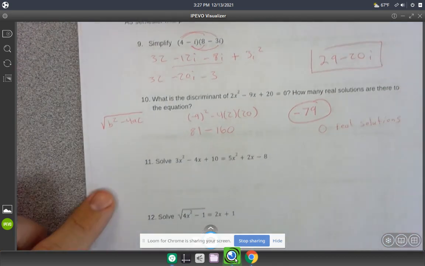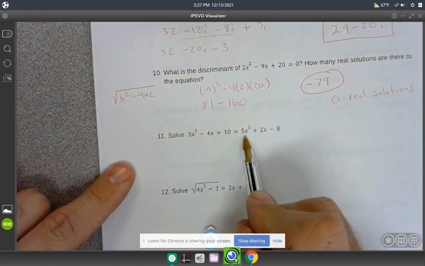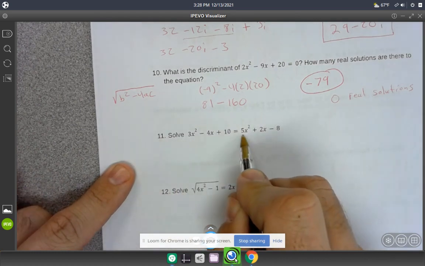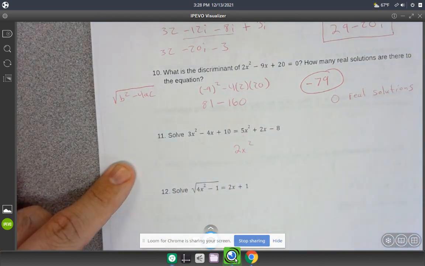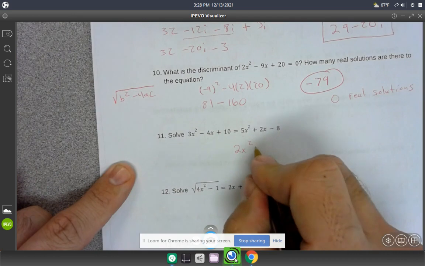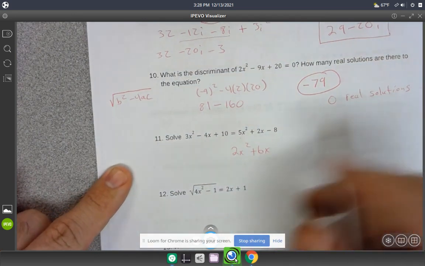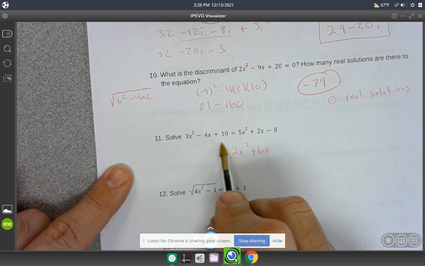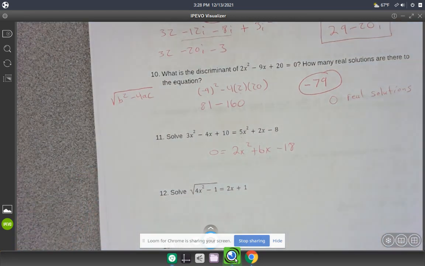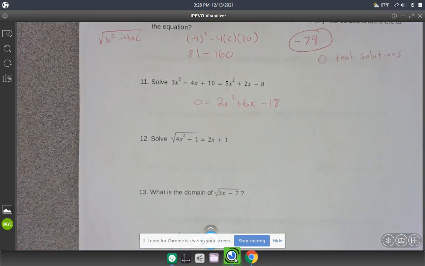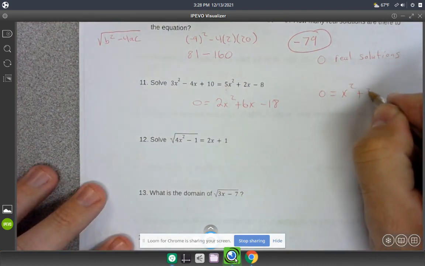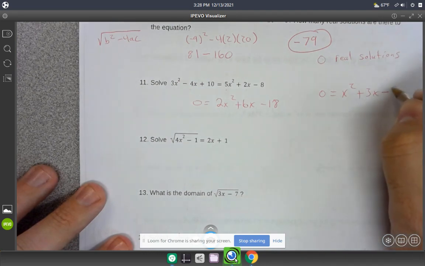Okay. Number 11. So to solve this, let's move everything over to one side first. So minus 3x squared, that'll make that a 2x squared. And then we're going to move the 4x over by adding 4x. So that's going to change that to a plus 6x. And then we need to subtract the 10 to move it over. So minus 18 equal to 0. All right, I can divide all these by 2 to make the problem simpler. So it's going to be 0 equals x squared plus 3x minus 9.